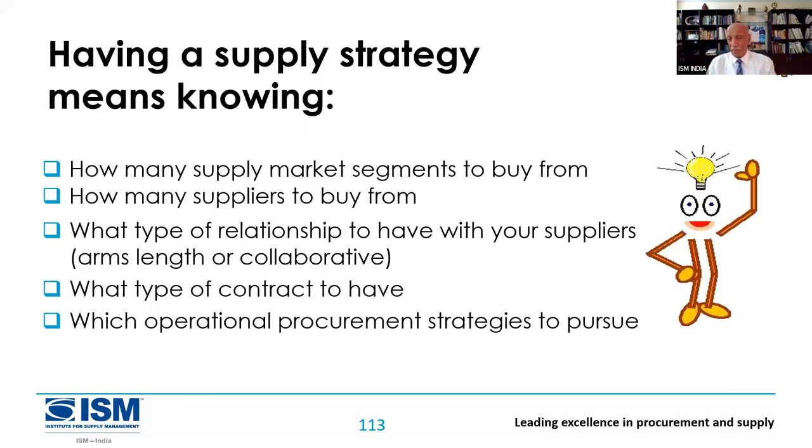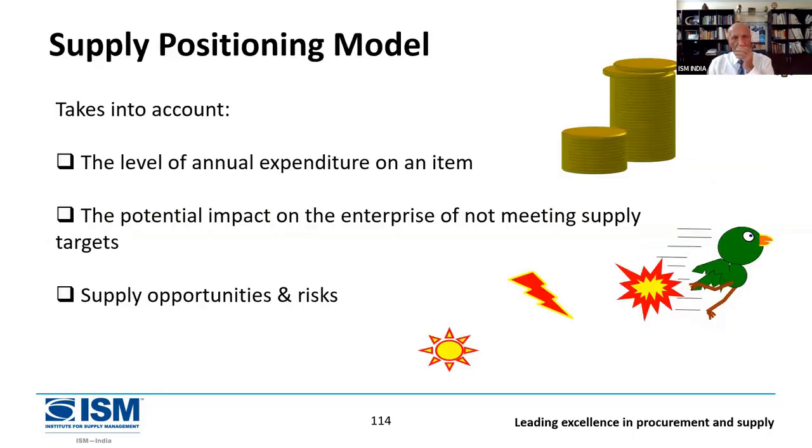What does it mean, knowing strategic supply strategy? How many supply market segments to buy from? How many suppliers to buy from? What type of relationship to have? What type of contract to have? Should I go with a fixed price? Should I go with cost reimbursable? Should I go with a time and materials contract? That's what we do. So now comes the next one. Which operation to scale? Now here comes supply position.